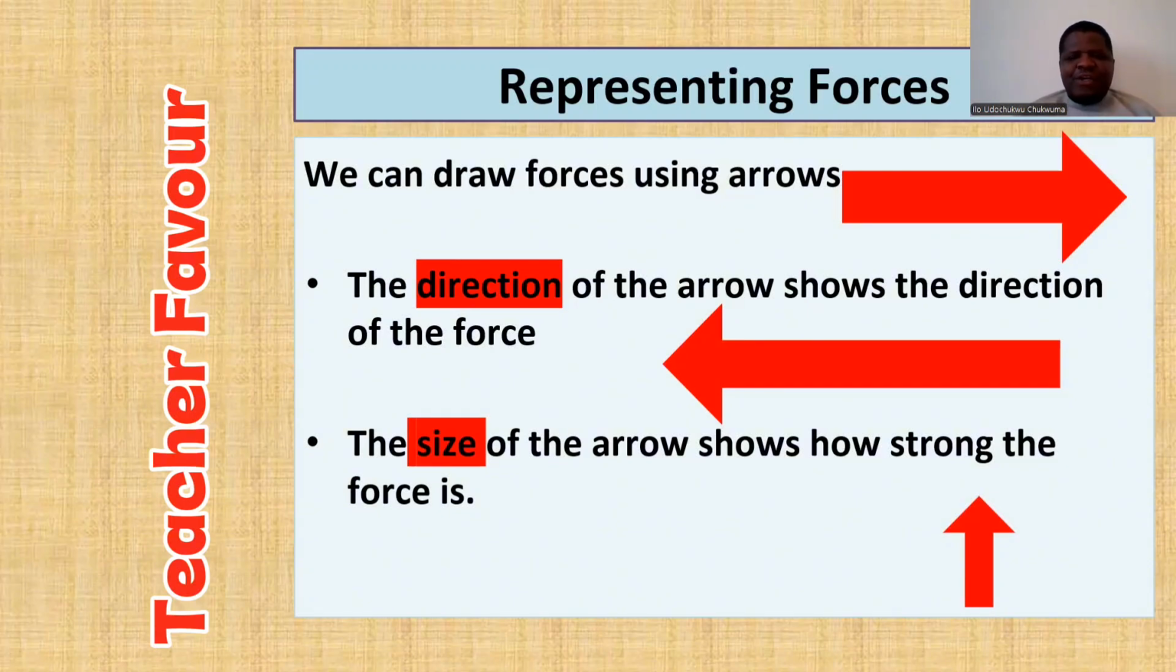Right. The direction of the arrow shows the direction of the force. If it is pointing northwards, it simply means that the force is towards the north. If it is towards the south, it simply means that the force is towards the south. Another thing we need to note here is that the size of the arrow shows how strong the force is. So there are two things we should take note of in representing forces using arrows. One is the direction, and two is the size.